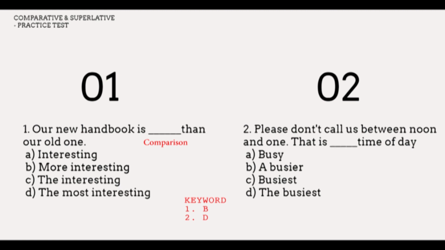Please don't call us between noon and 1. That is the time of the day. The answer would be the busiest. Why is it not C? Because it misses the D over here.